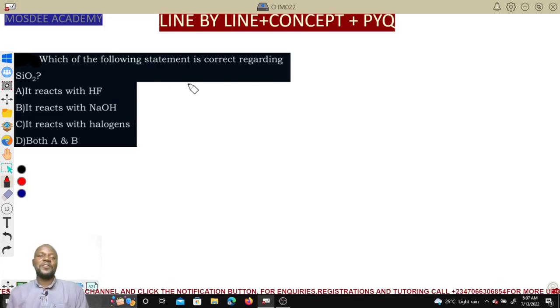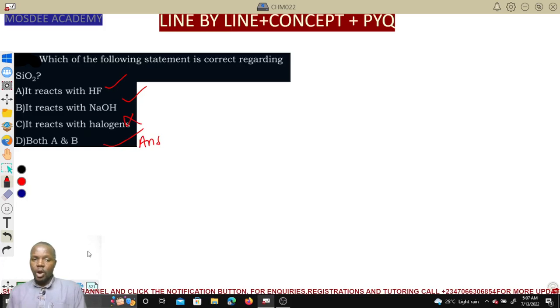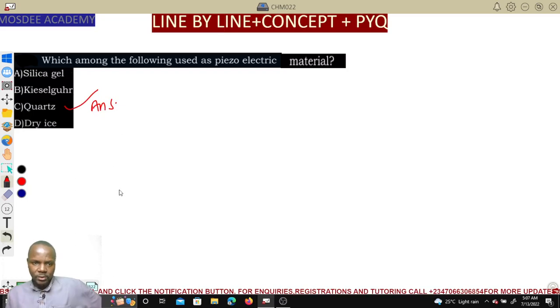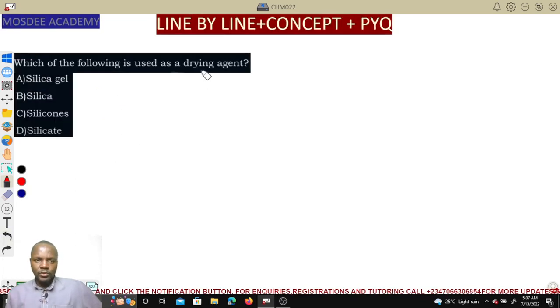Now, which of the following statements is correct? Silica, SiO2, reacts with this, reacts with this, doesn't react with this. Then this is correct. The next one, almost there. Which is used as a piezoelectric material? I talked about that. Quartz is the answer. The next question, we are almost there. Which of the following is used as a drying agent? Silica gel is used as a drying agent. We don't need to waste time. Next question.